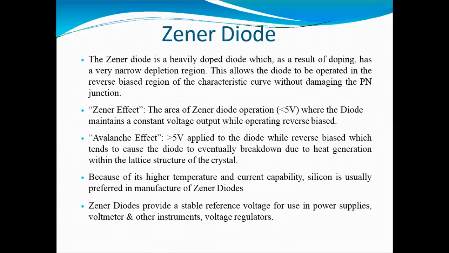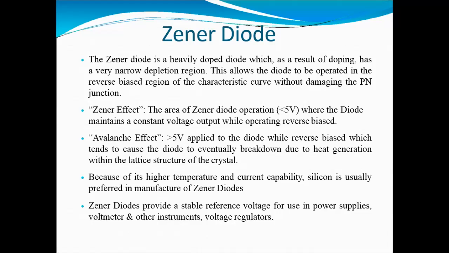It has a very narrow depletion region. This allows the diode to be operated in the reverse bias region of the characteristic curve without damaging the PN junction. So here, the Zener diode is always operated in reverse bias direction. Why? Because it is heavily doped. That is very, very important.